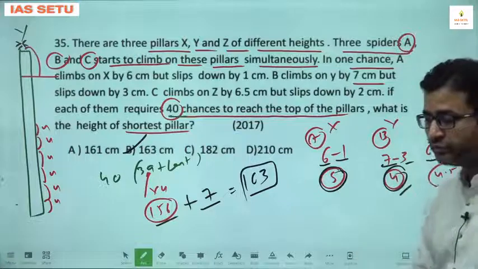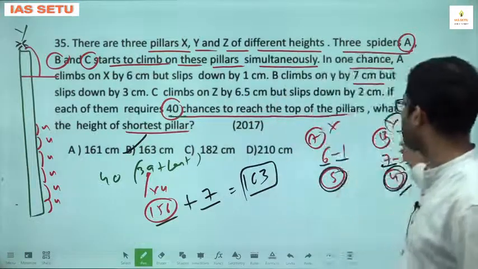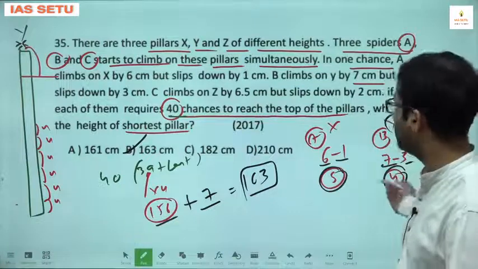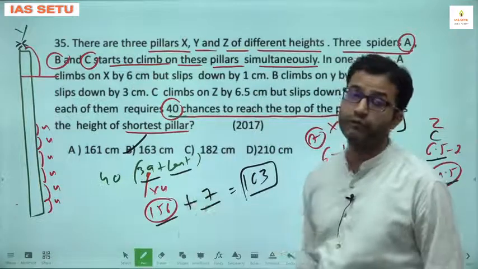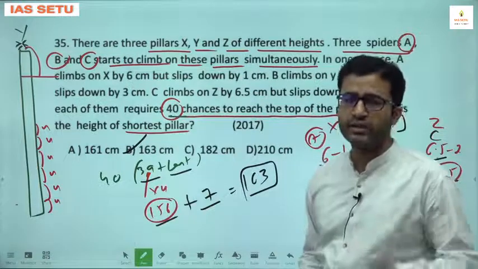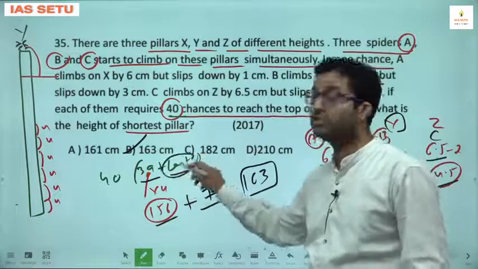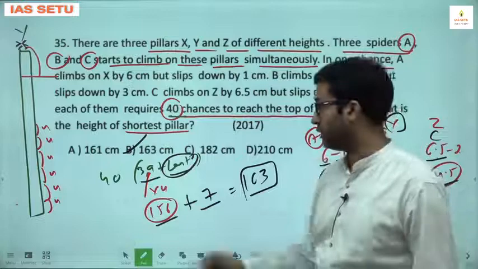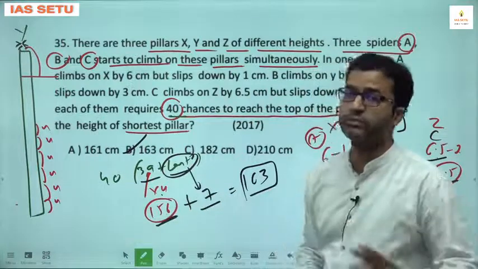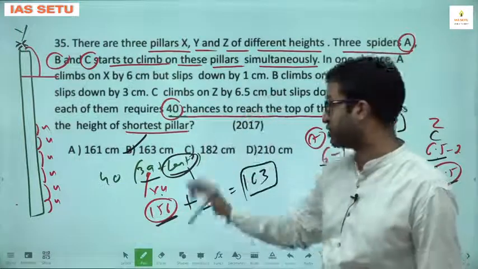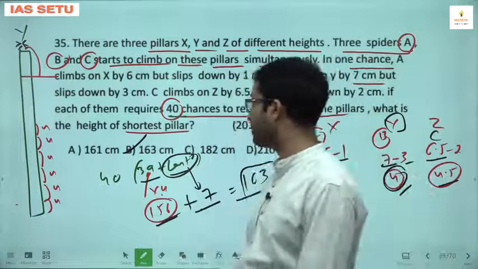So one wild guess here is B is climbing on pillar Y, so Y can be the shortest one. We take 39 chances plus the last one. In this type of question where a spider or monkey climbs then slips down, climbs and slips down, the last chance is very special in their life actually. 39 into 4 is 156, and in the last chance they just climb, they will not slip down because they reach the top. 156 plus 7 is 163. Question number 35, answer is 163.